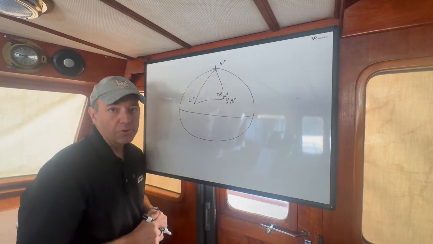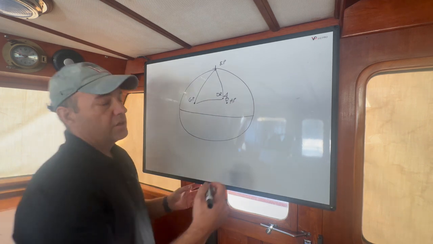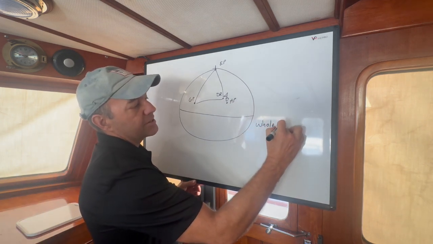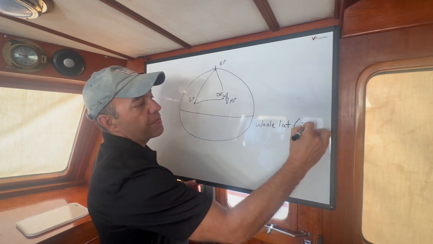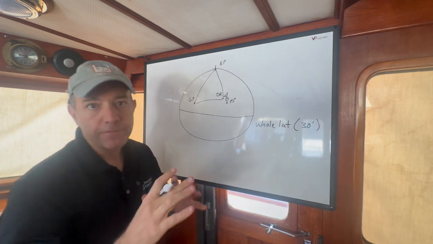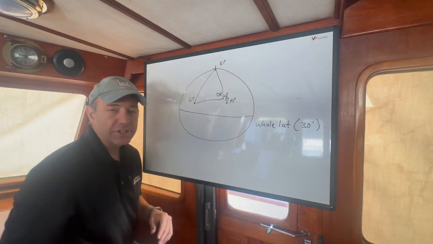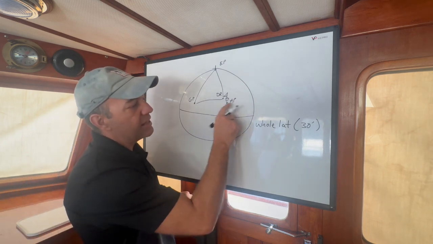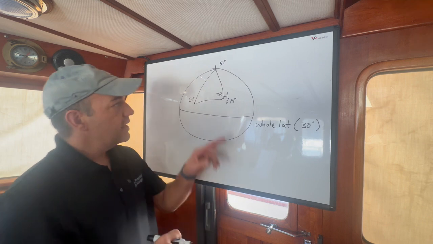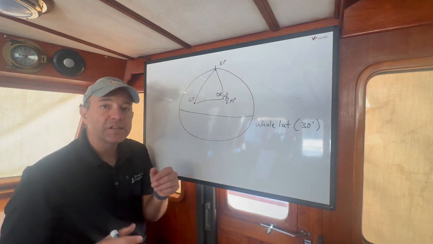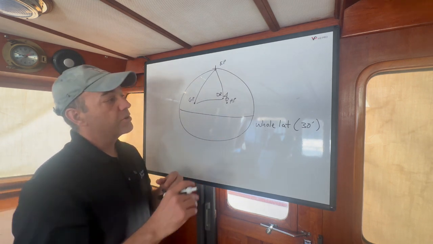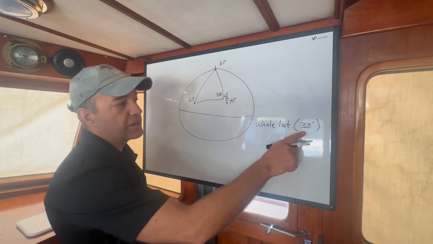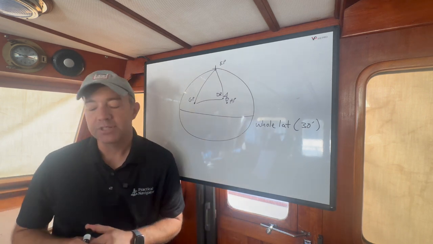There are some rules for this assumed position. So the first rule for the AP is that it needs to be a whole latitude, and it needs to be within 30 minutes of your DR position for best results. So if your DR position was 21 degrees 10 minutes, well, your AP is going to be 21 degrees. If your DR position was 21 degrees 50 minutes, it's going to be 22 degrees for the AP. So round to the nearest latitude within 30 minutes of your DR position.